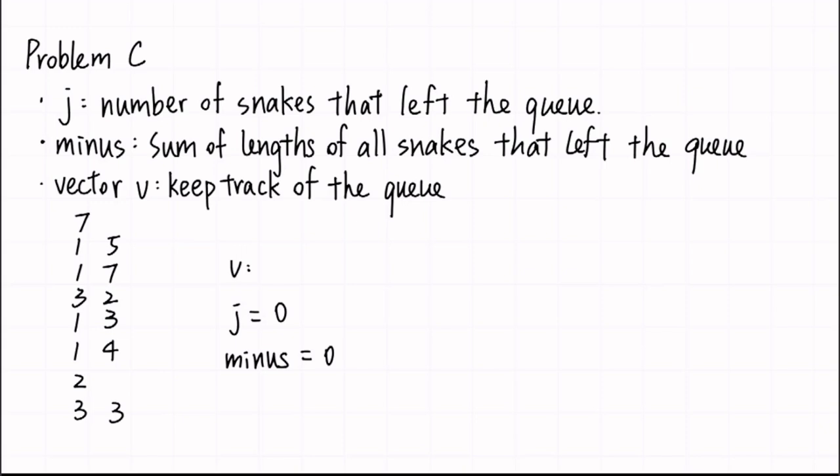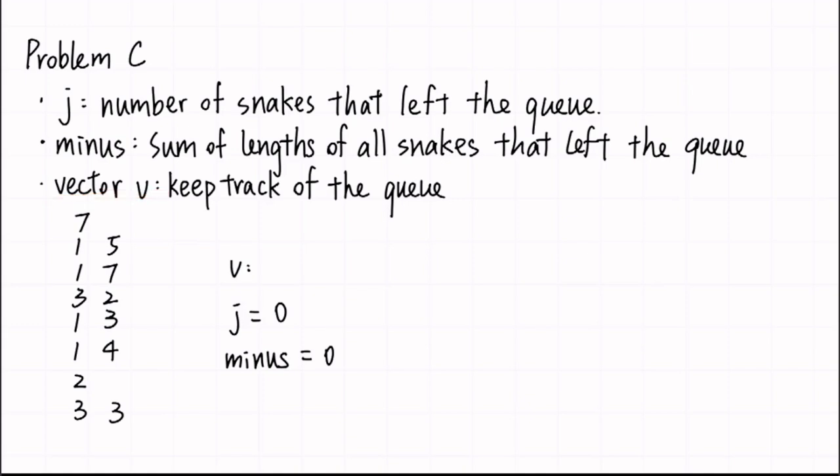So we can use a vector, since for type 3 queries we need to output the value for the kth snake. So we need to be able to get the snake according to the index. So we need to use a vector to keep track of our queue.